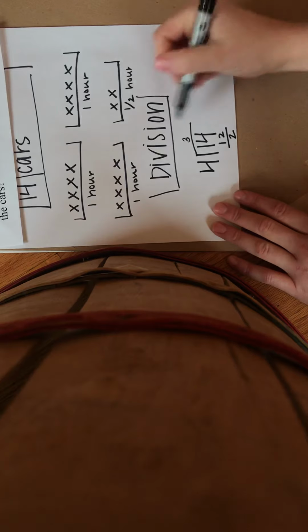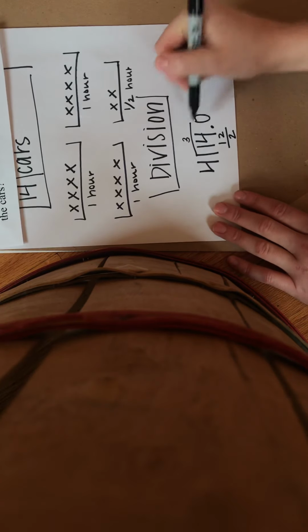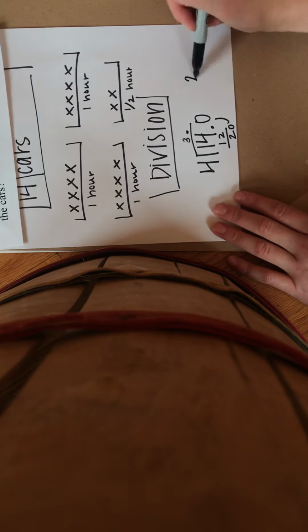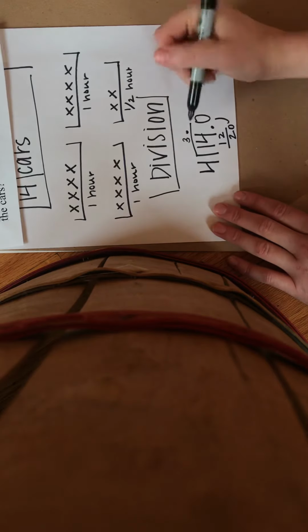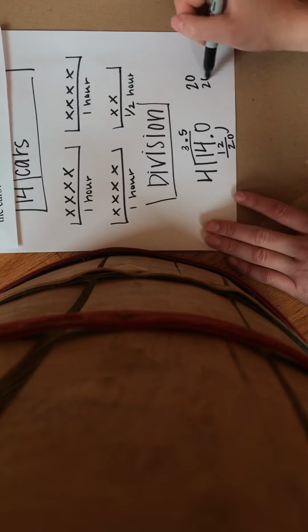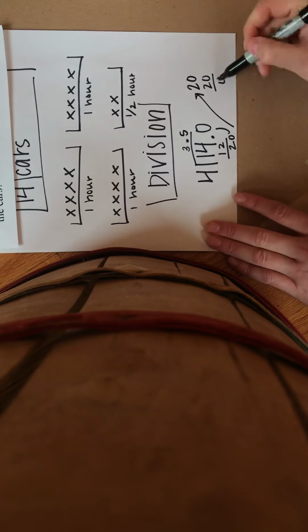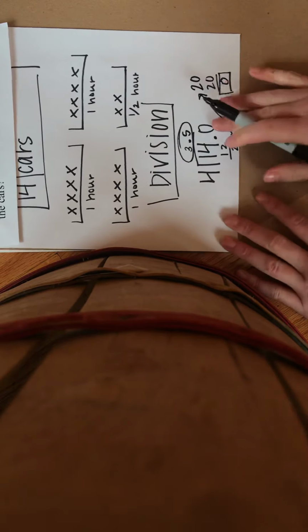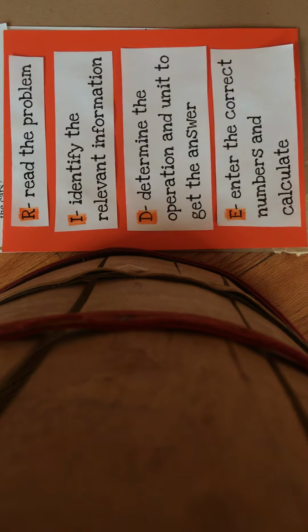We have 2 left over, and I don't have anything to work with here, so we're going to have to add a decimal up here, bring that down to 20. 4 times what will get us 20, and that is 5. And now we have 0. So we have our answer. It will take Stella 3.5 hours to fix 14 cars. And that is how we use the RIDE strategy to help with word problems.